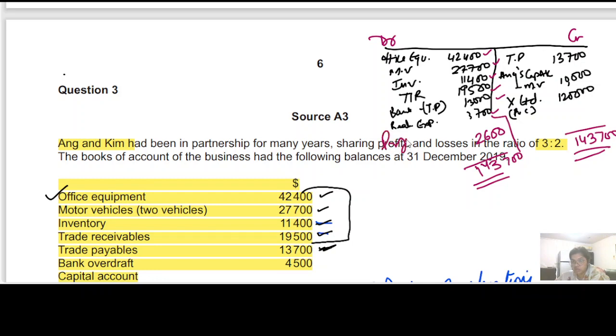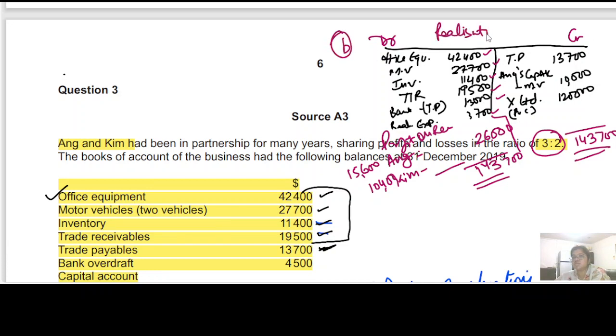So we have to write profit on realization, and then we are having two partners, Ang and Kim, and the ratio is also given to you, that is 3:2. So we are going to divide this 26,000 in 3:2. That comes to 15,600 and 10,400. So I think this much is clear to you. This is your B part, where they ask you to find out the realization account.